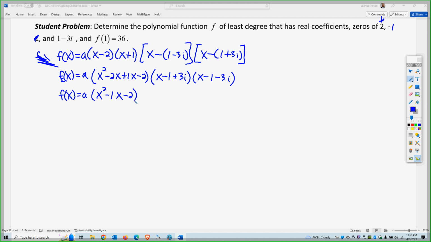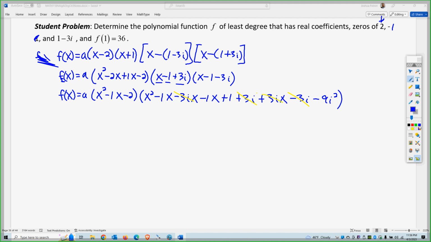All right, so 3 things times 3 things should give me 9 things. This is x squared, when I start with this one, minus 1x minus 3ix. And the -1 would be minus 1x plus 1 plus 3i. And then lastly, plus 3ix minus 3i, and then minus 9i squared. Okay, so if you look through here, a bunch of stuff should cancel. So plus 3i minus 3i, 3ix and 3ix cancel.